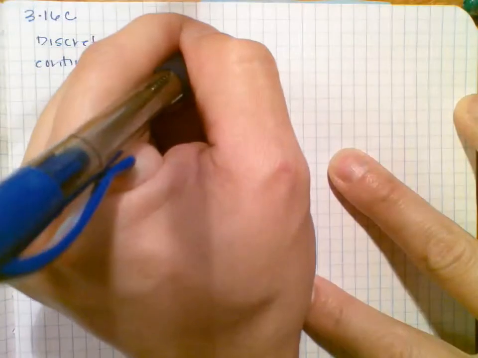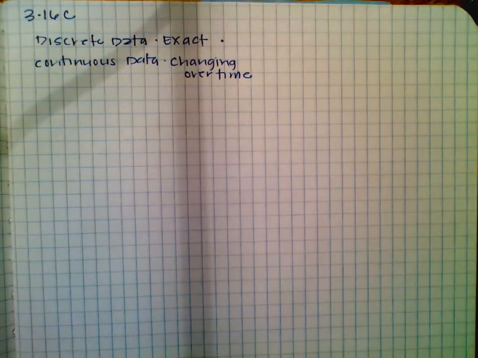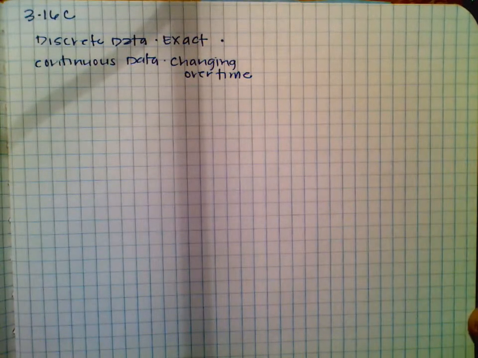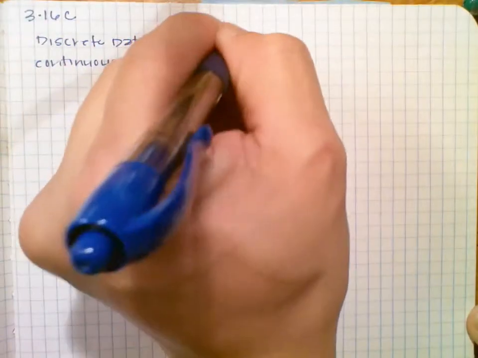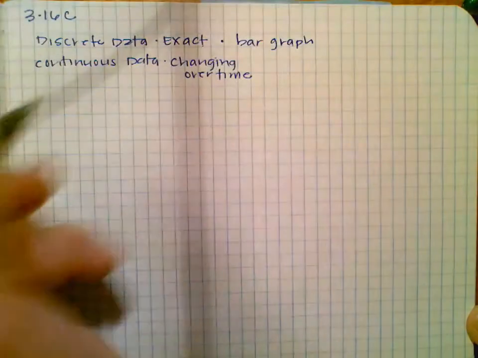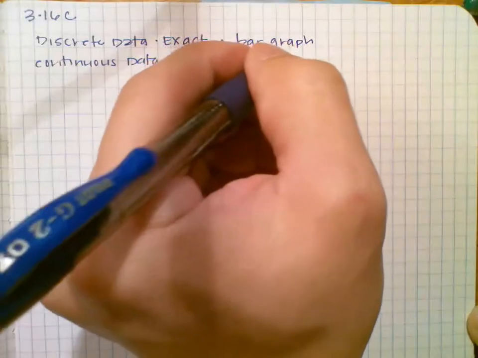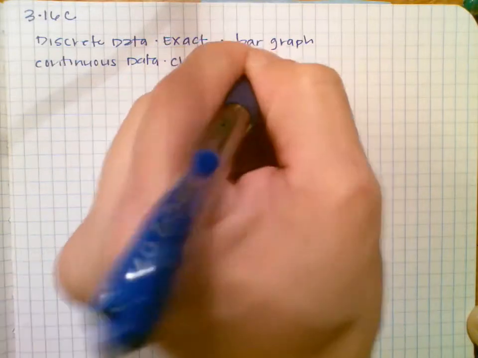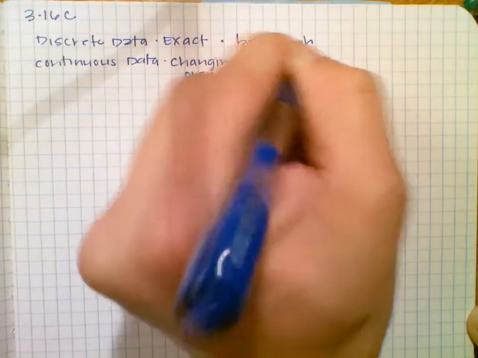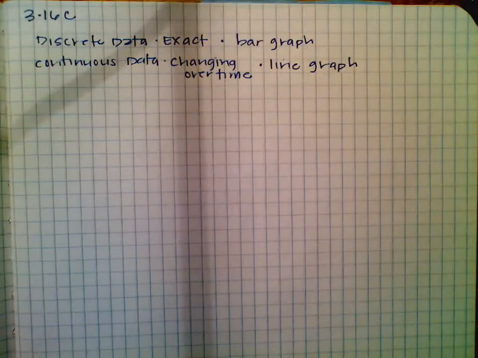And when we talk about what graph we use to show the data, for discrete data, we're going to use a bar graph. And for continuous data, we're going to use a line graph.